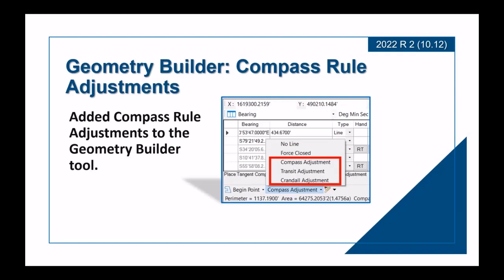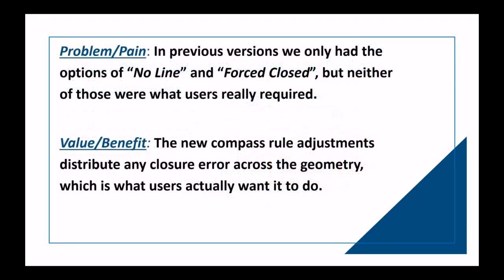Okay, under Geometry Builder, also in 2022 R2, we added some new compass rule adjustments. In previous versions, the real pain here was that we only had two options, one which was no line and the other was force close. But to be honest with you, neither one of those is what users really wanted. What they really wanted was the standard compass rule adjustments that distribute the closure across the geometry, and so those have been added in 2022 R2.